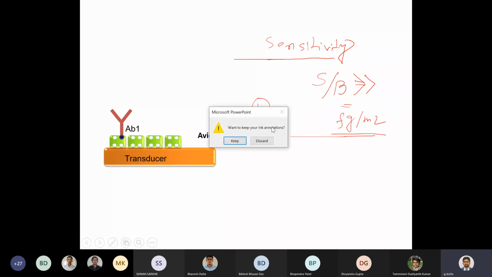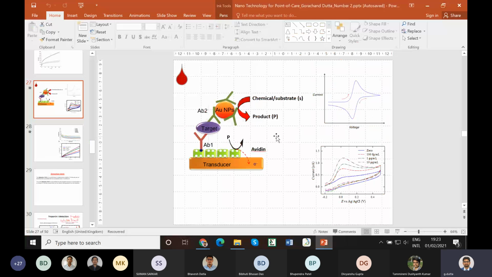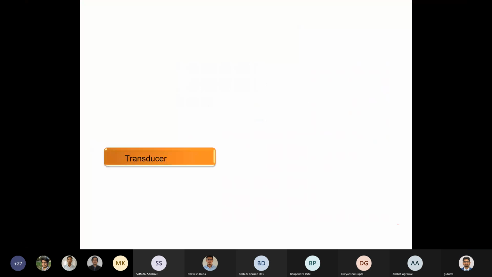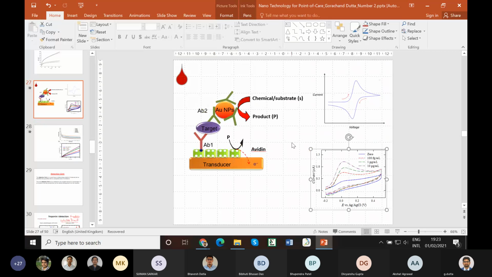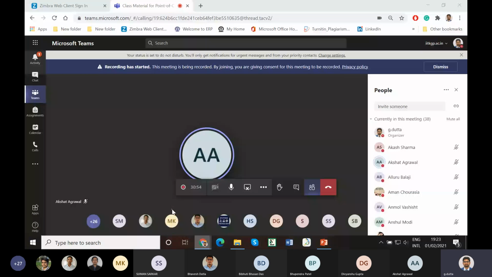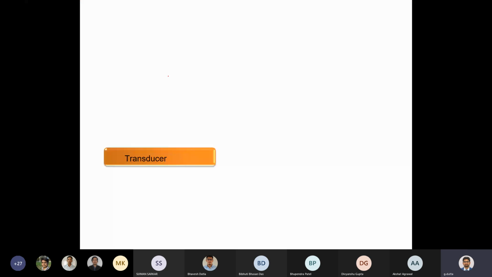Sir, how can we decrease or increase the background? I mean, if we increase the signal, the background noise will also increase. Good question, Aksant Agrawal. Yes, if we increase the signal, the background will also increase. That is the main challenge we are facing. Only when we overcome it can we develop an ultra sensitive biosensor.